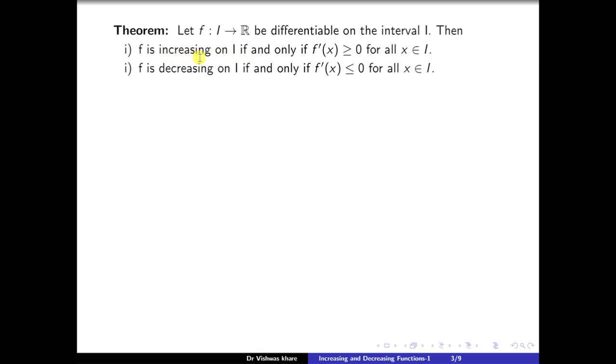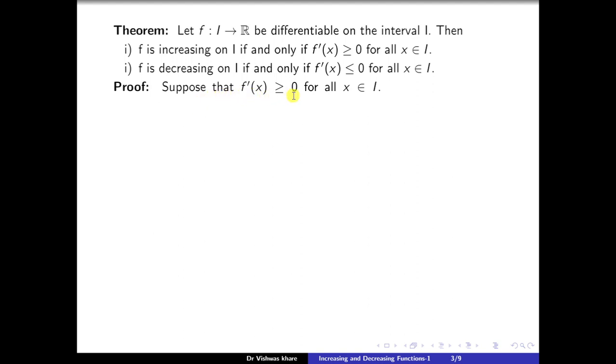That is, f is increasing on I if and only if the derivative of f at any point x is greater than or equal to 0 for all x belongs to I, and it is decreasing on I if and only if the derivative of f at any point x belongs to I is less than or equal to 0. Let us see the proof.